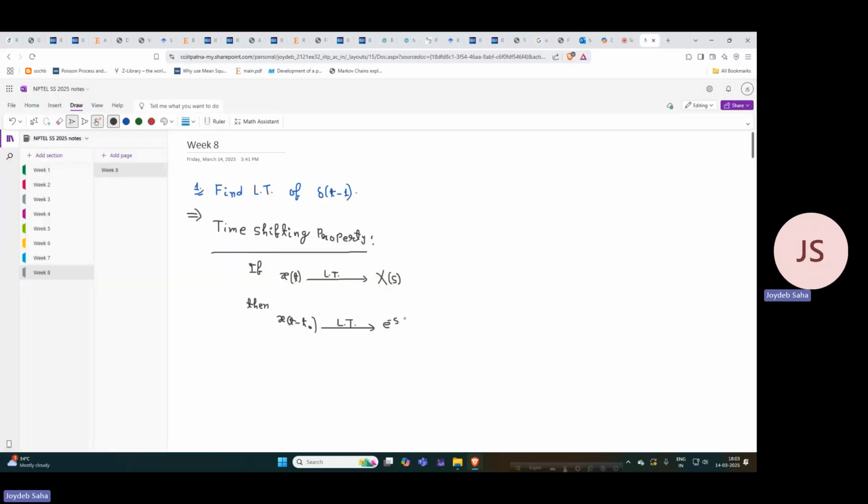e to the power minus s t0 x s. Sorry, it was muted, so let us start again.